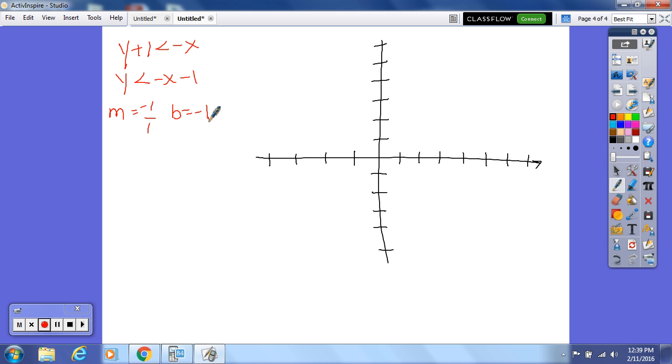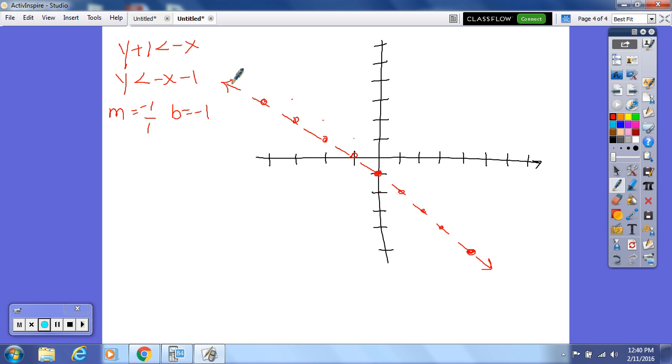So there's nothing different. We still graph the line the same way. So we start at negative 1. Negative 1 over 1 is down and right. Now the only thing different here is whether the line is solid or dotted. And here's the new stuff. For those of you that weren't here Monday, is that line solid or dotted? Dotted, because it does not have an equal to on it. So we draw a dotted line, and we have to shade it.